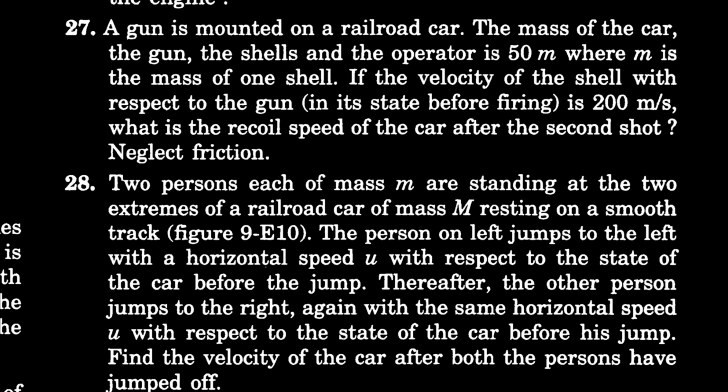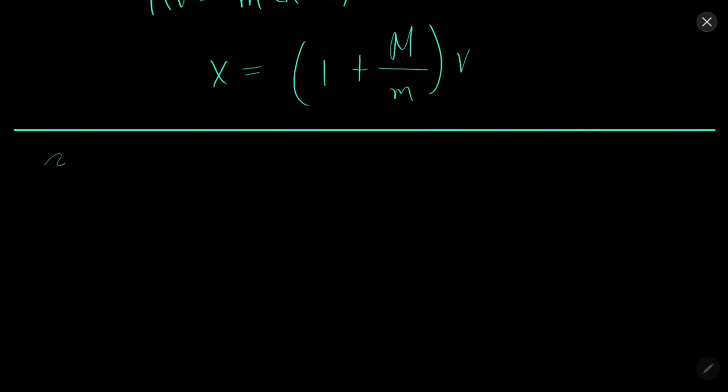In question 27, a gun is mounted on a railroad car. The mass of the car, the gun, the shell and the operator is 50 m. Now, what is the recoil speed of the car after the second shot? So this is solution 27.